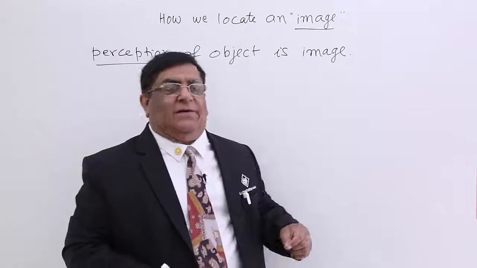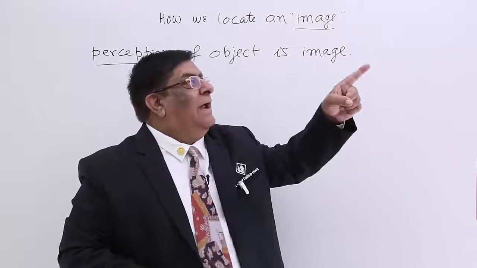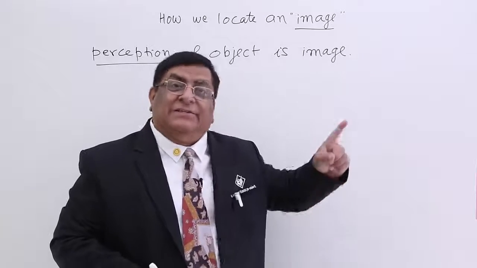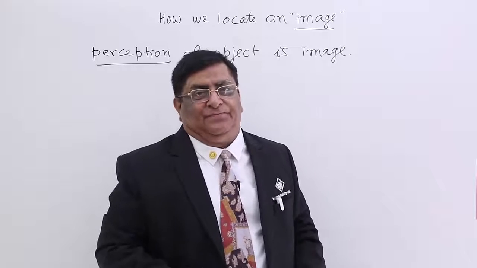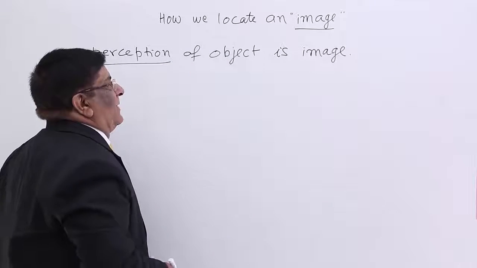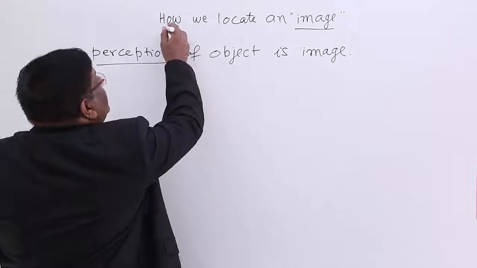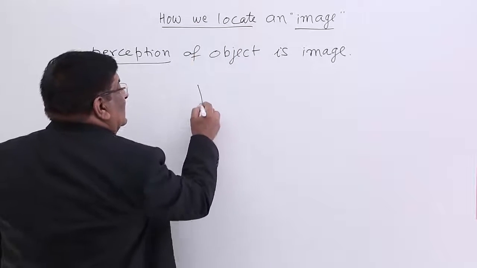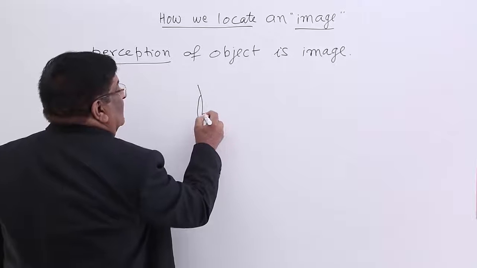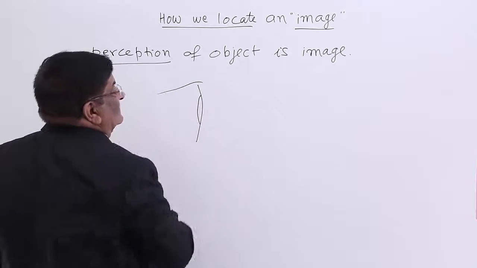So, if I think here is a pen and I am seeing it, but it is not there, then what I am seeing is an image. Okay? So, that is an image. Then how do we locate an image? We are doing the action of seeing with the help of eyes.